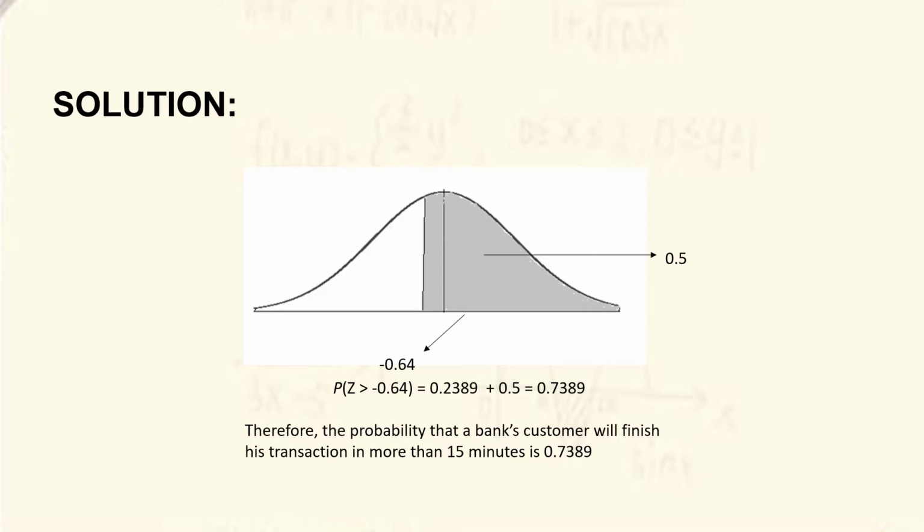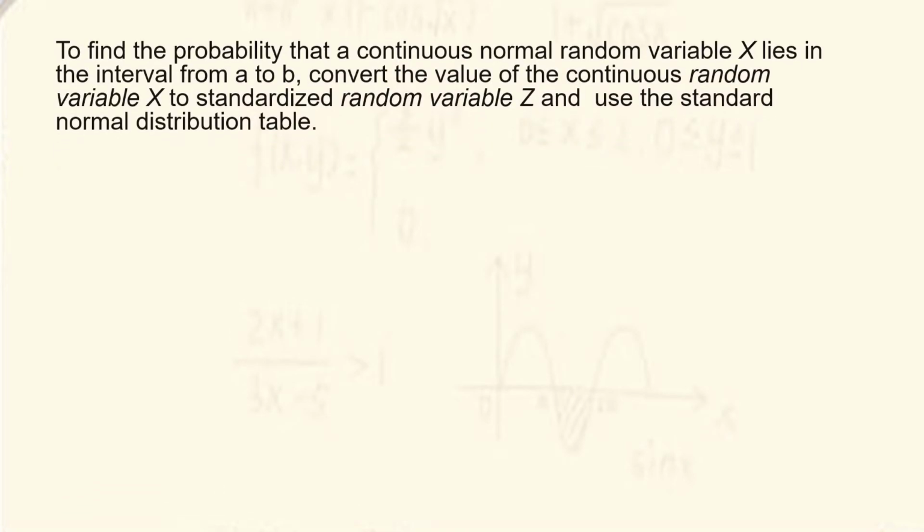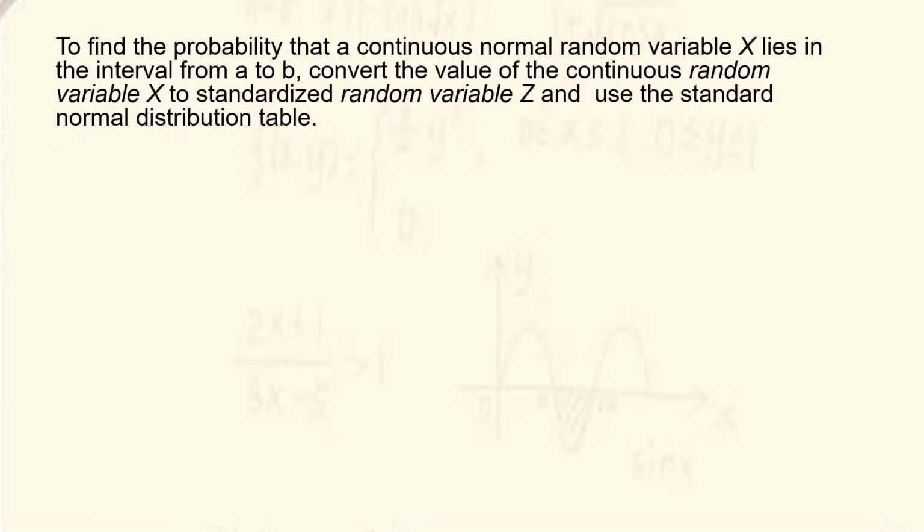Therefore, the probability that a bank's customer will finish his transaction in more than 15 minutes is 0.7389. To find the probability that a continuous normal random variable x lies in the interval from a to b, convert the value of the continuous random variable x to standardized random variable z, and use the standard normal distribution table. In here, we need to convert the value of normal random variable x into standardized random variable z with the use of the standard normal distribution table.